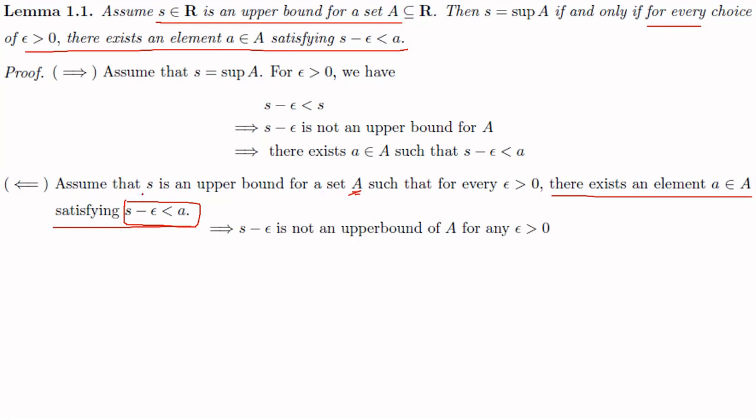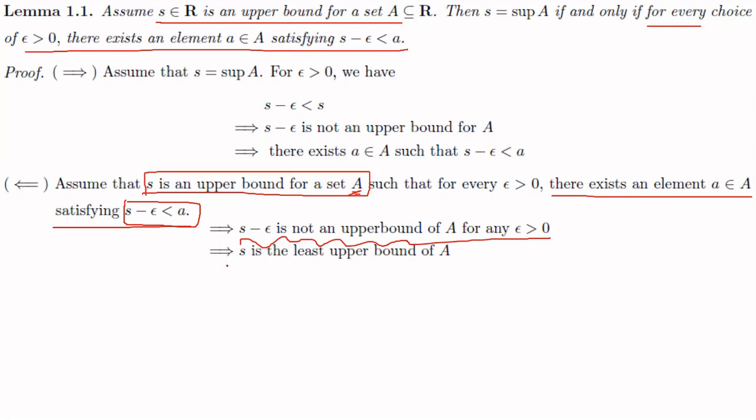Now, by assumption we know that S is an upper bound for the set A, and here we got that S minus epsilon is not an upper bound for A for any epsilon greater than 0. Now this means that S is the smallest upper bound of A or the least upper bound of A. Least upper bound of A means supremum A. So we get S is equal to supremum A, and this completes the proof in the backward direction.